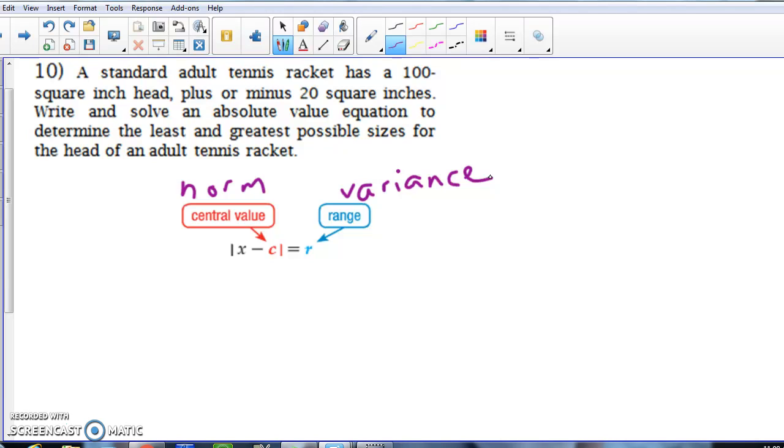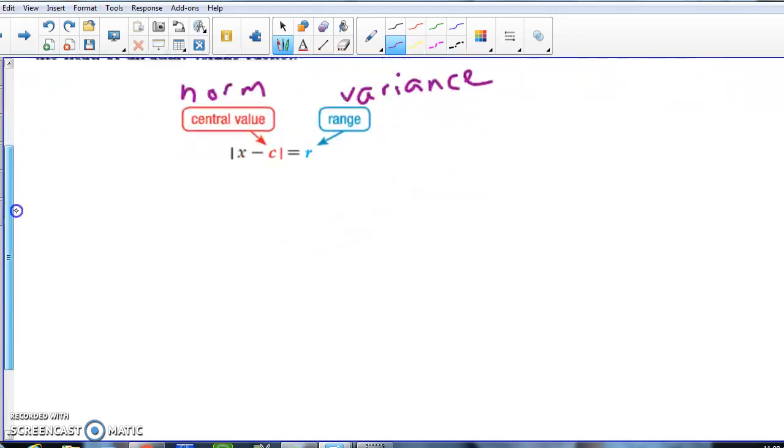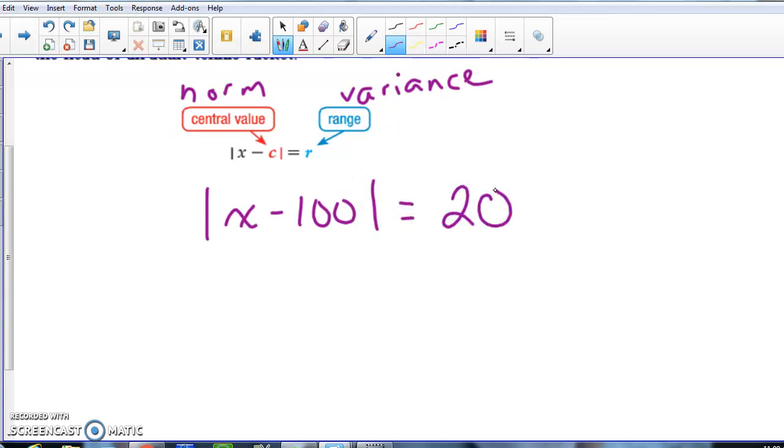So when I look at this, an adult tennis racket has 100 square inch head plus or minus 20 square inches. My central value is 100. So this is my central value. That's my norm. Versus the 20, that's my variance. So when I go to plug this in and write this as an absolute value inequality, I'm going to have the x minus 100, because it's my central value, equals 20, because that's my variance.